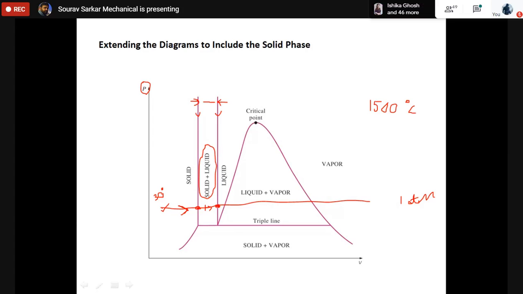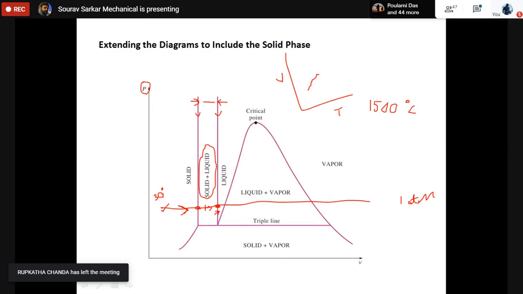Now after that, if you further heat it, the temperature will again increase. So it is something like this. Initially you start to heat this. If I try to plot a diagram between volume and temperature, initially the temperature is increasing and the volume is also increasing because of solid expansion. After that there is a melting process.